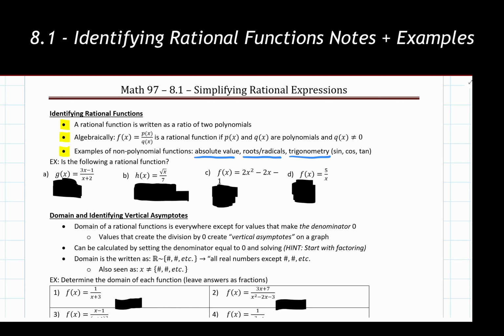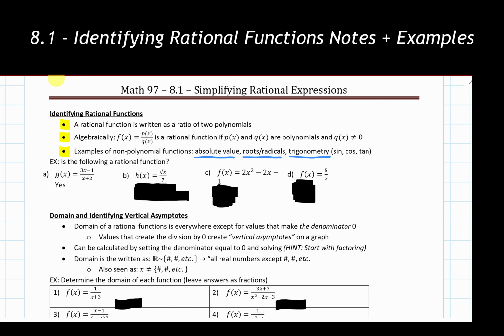So let's take a look at our first few examples. We're asked, is the following a rational function? Looking at the first one, I'm looking at the numerator, and that's just a binomial. Looking at the denominator, that's also just a binomial. I have no absolute value signs, no radicals, and no trig functions. So looking at number 1, yes, this thing is a rational function.